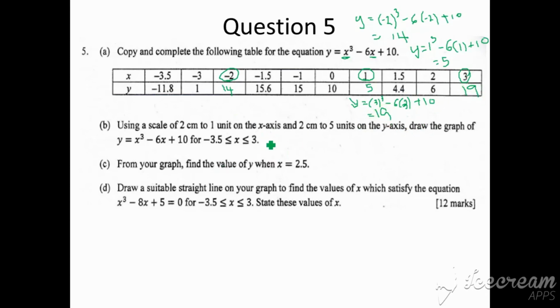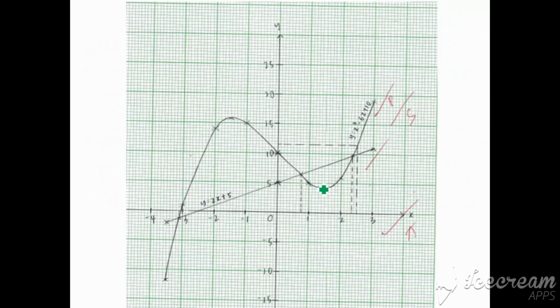Okay, B, you have to draw the graph. So this is how the graph looks like. X at 6, y at 6 with the correct scale, you will gain 1 mark. Then you plot all the points correctly, then you will have 1 mark.